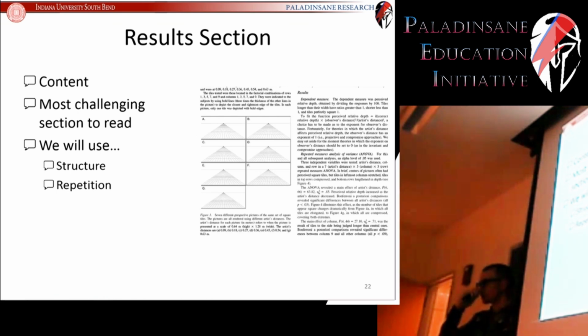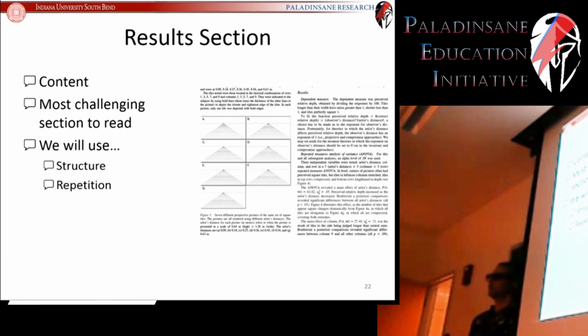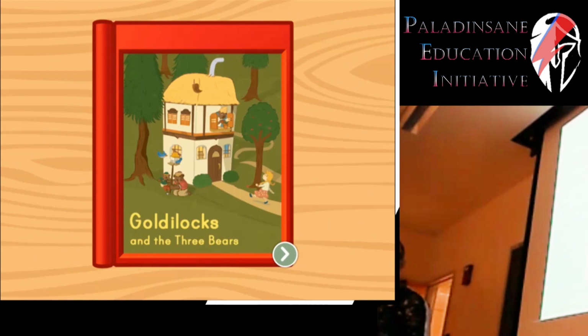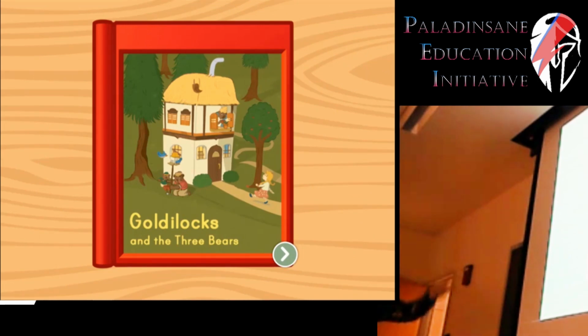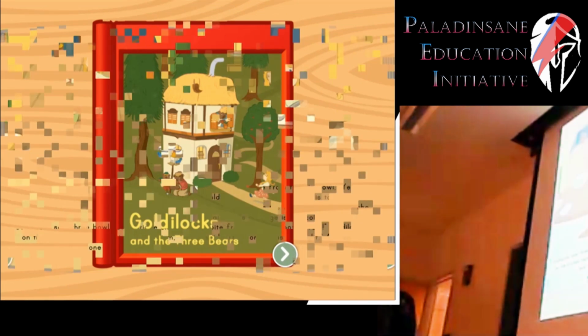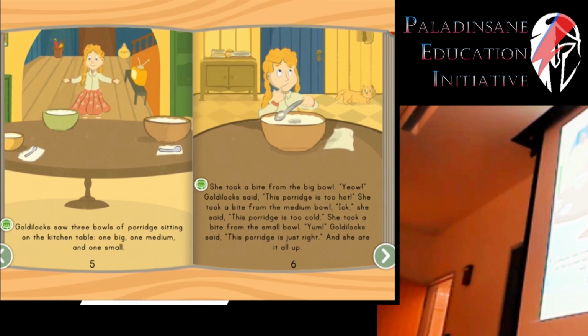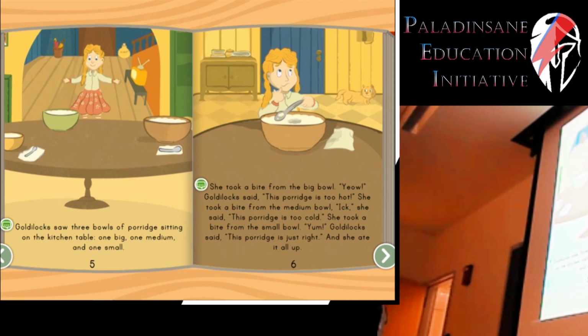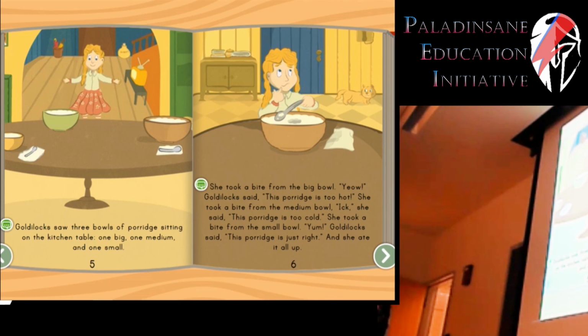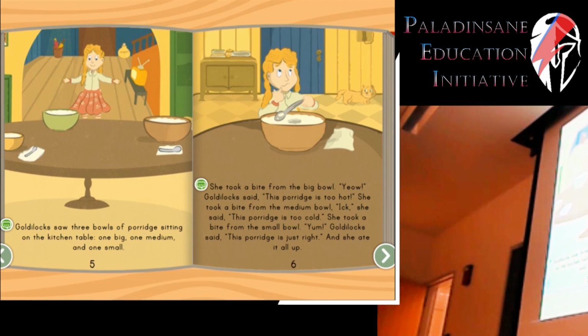And if you take a look at structure and repetition, the best analogy for your results section that you have encountered in your everyday life is a children's book. We are going to write the results section like we're writing a children's book. So if you recall books like Goldilocks and the Three Bears, it uses structure and it uses repetition. So for example, Goldilocks saw 3 bowls of porridge sitting on the kitchen table, 1 big, 1 medium, and 1 small. So you see the structure, 1 this size, 1 this size, and 1 this size, and repetition, 1 big, 1 medium, 1 small.